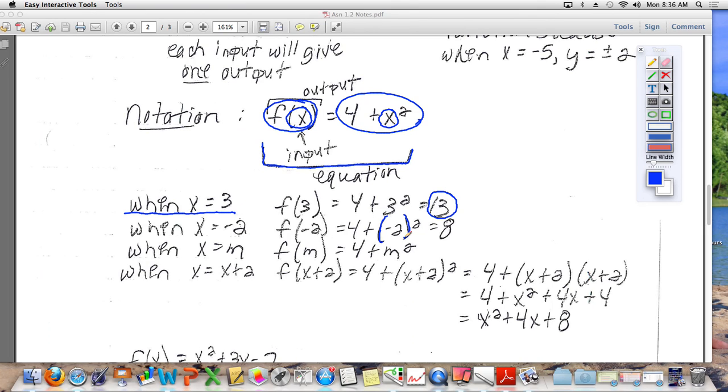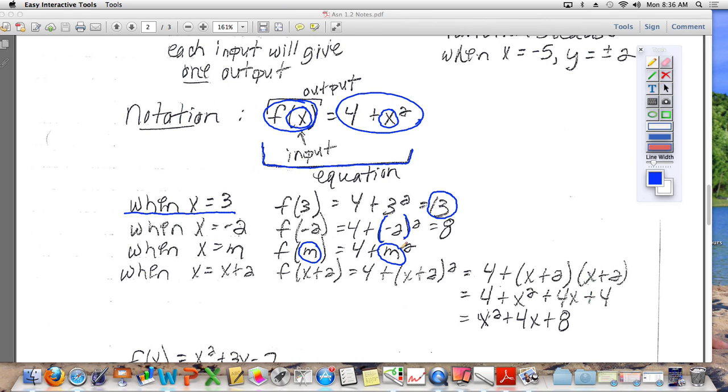Instead of writing f of x, you're going to write f of m. And anywhere you see an x value, you replace it with an m. So we have 4 plus, notice this was my x before, so I replaced it with an m. So it's 4 plus m squared. We don't know what m is, we don't know its value, so you have to leave it as 4 plus m squared.